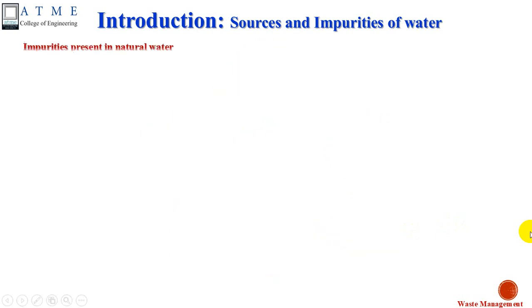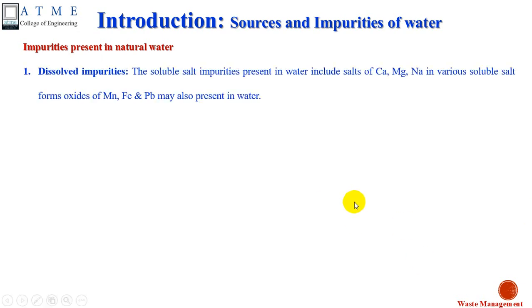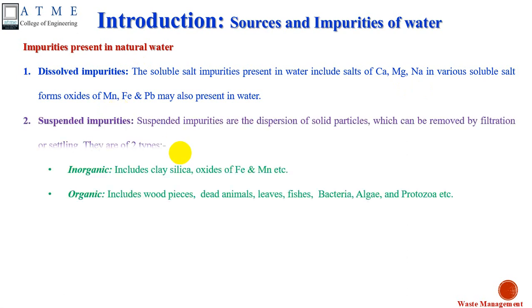Now we shall see the impurities present in water. So the impurities present in water are dissolved impurities. Generally the water has dissolved salts in it, such as calcium, magnesium, sodium, and various soluble salts. Oxides of magnesium, iron, lead may also be present in water. So all these salts will be in a dissolved condition.